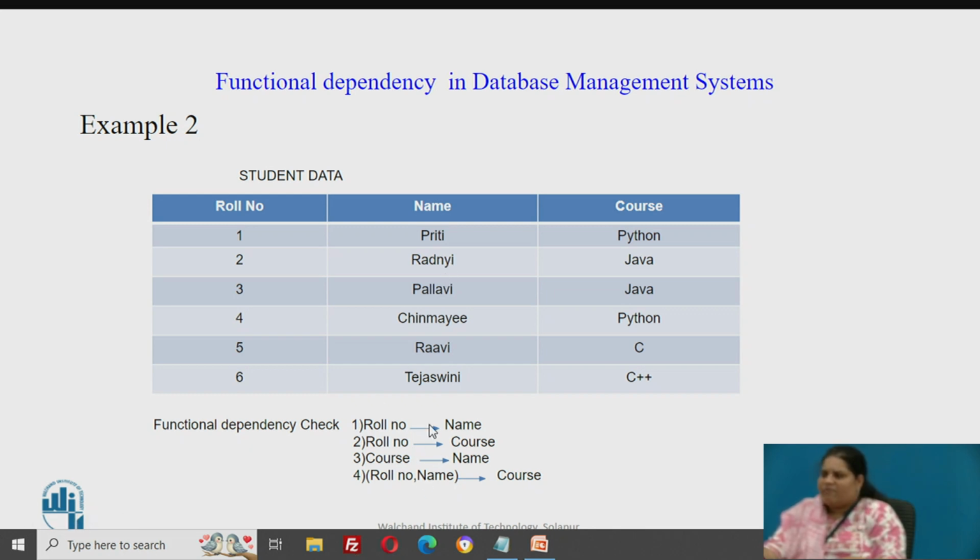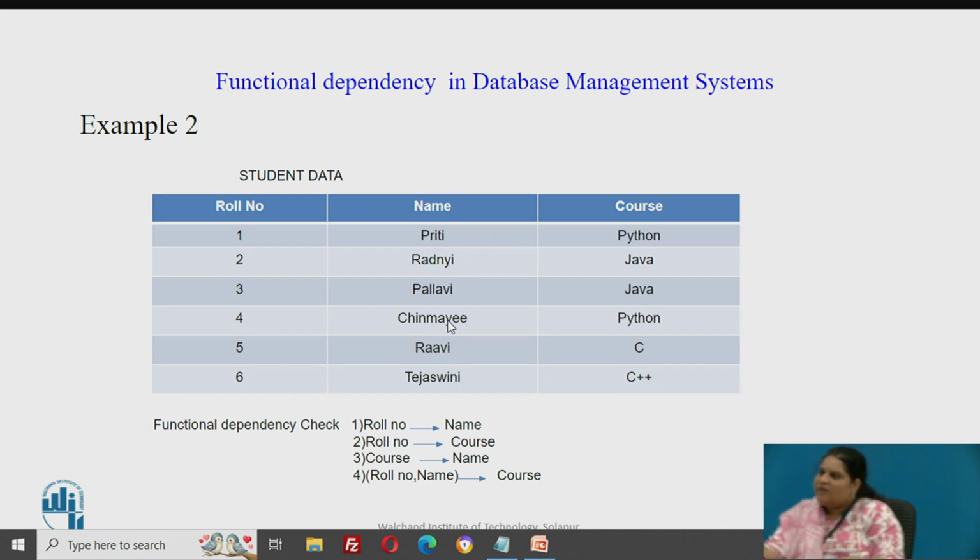Similarly, we can check for the other columns also. If we observe here, there are two courses, Python and Python. That means the course name is the same, but the students who are enrolled in the course are different.